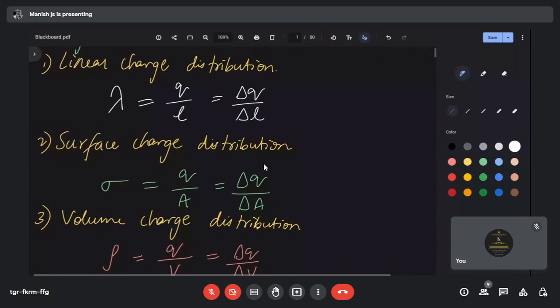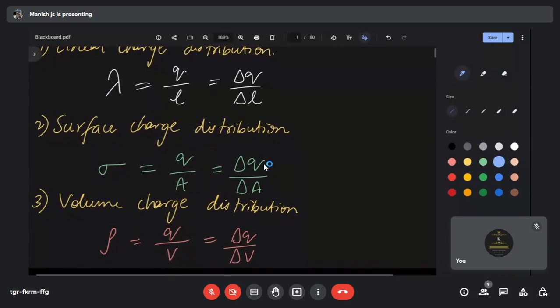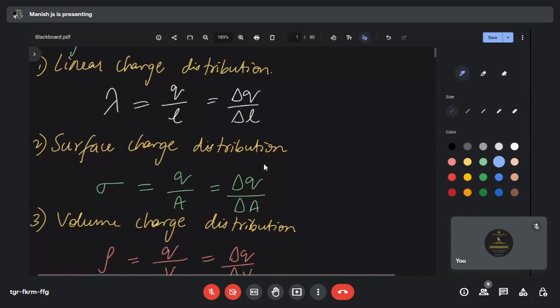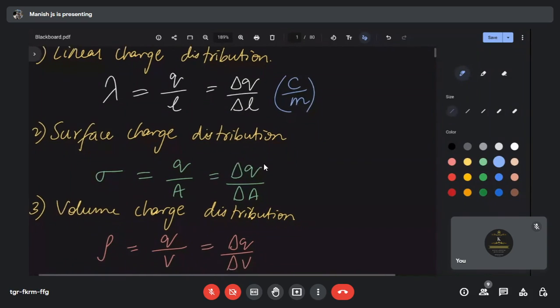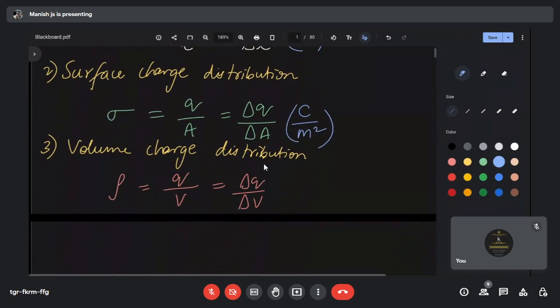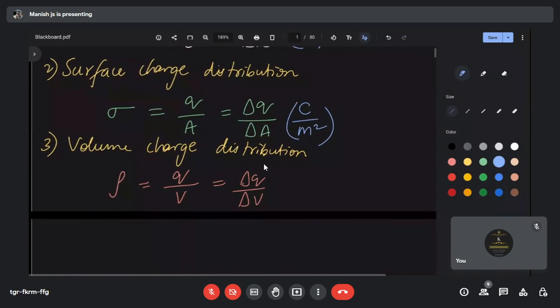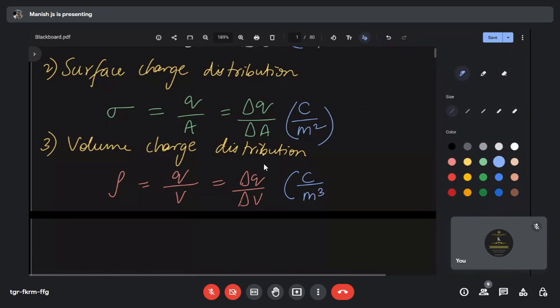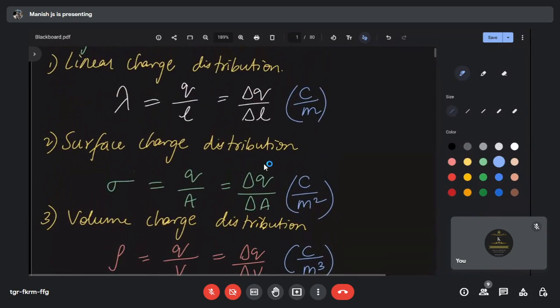Now the SI units we will write simultaneously, side by side. The first one, for the linear charge distribution, what will be the SI unit? It would be coulomb per meter. The second one is going to be coulomb per meter square. It is the area that you're talking about. The third one is going to be coulombs per meter cube. So these are the units for all the three different types of charge distributions that we need to know. So this is one important aspect.